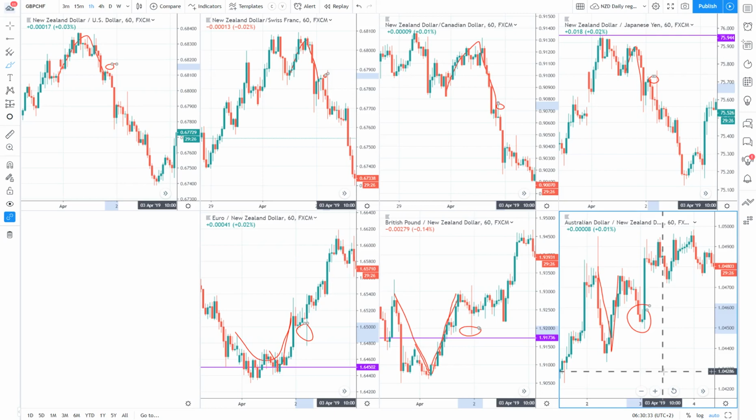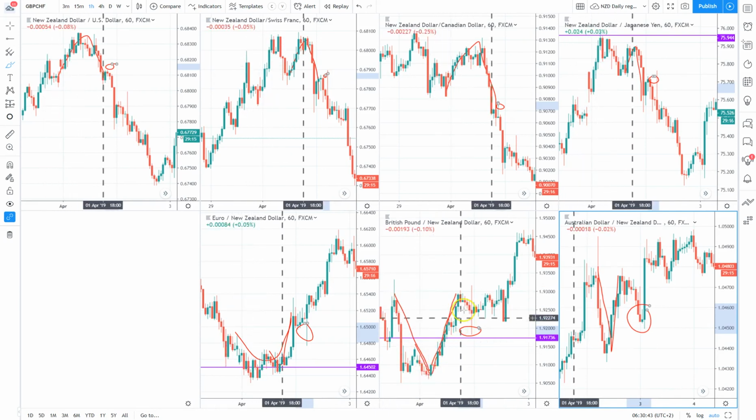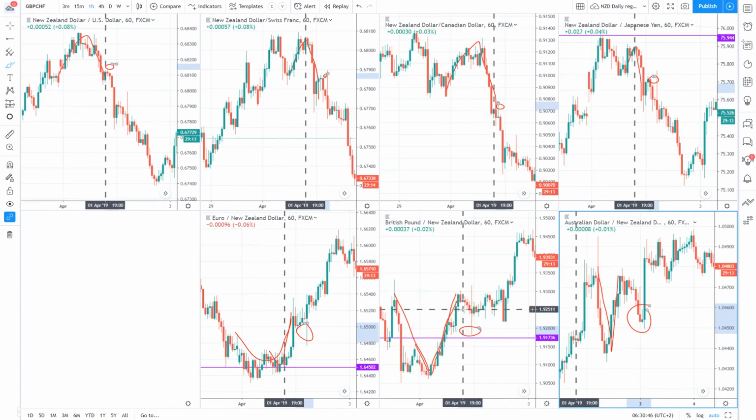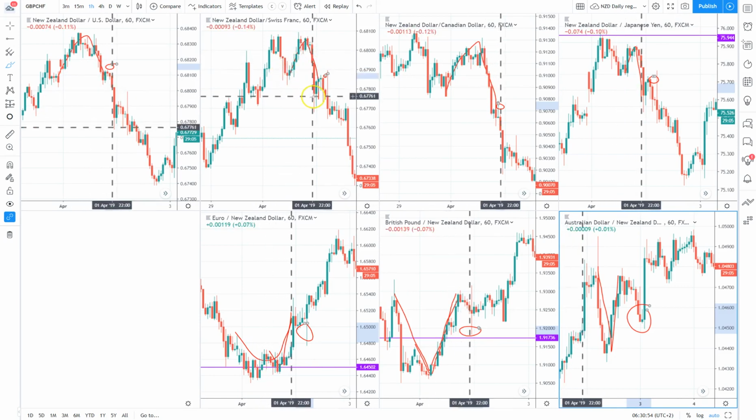Okay, so regarding the entries, we had 3 V formations at the same time and 3 V formations at the same time. So 3 leaders, which were pound New Zealand, New Zealand USD, and New Zealand CAD. Those were at the same time. And then Swiss franc New Zealand, New Zealand yen, and Euro New Zealand were also at the same time, and they were second leaders.